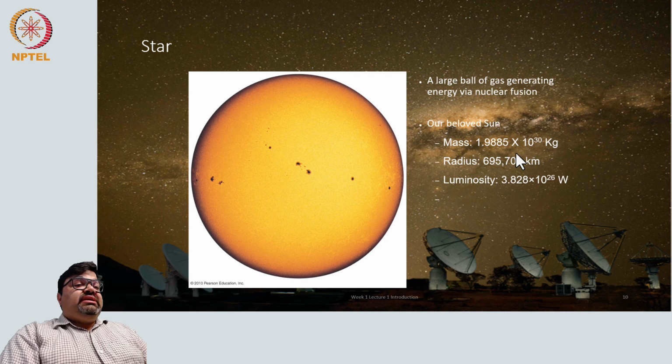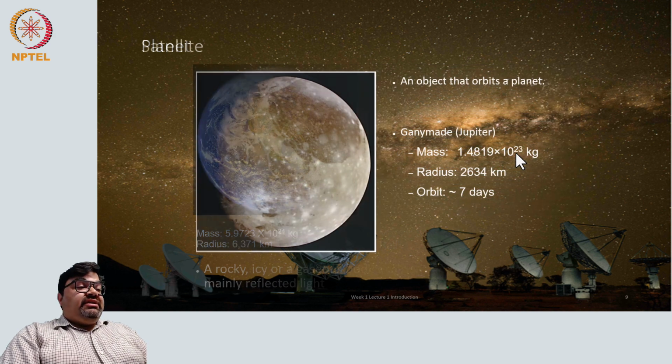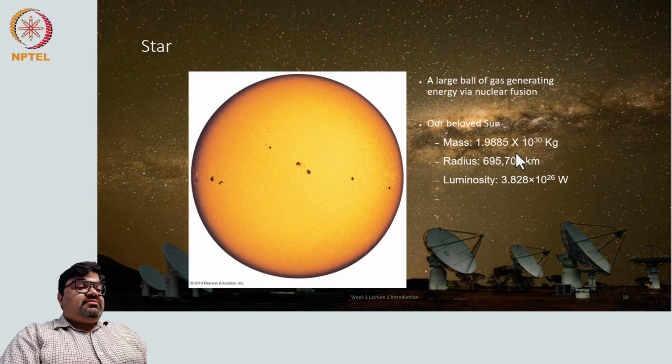If I approach our nearest star, which is the Sun, the mass of the Sun is about 10 to the power 30 kilograms, and the radius is about 7 times 10 to the power 5 kilometers. For the Earth, we had roughly 6,000 kilometers, and for the Sun, about 700,000, so the Sun is about 100 times larger than the size of the Earth.